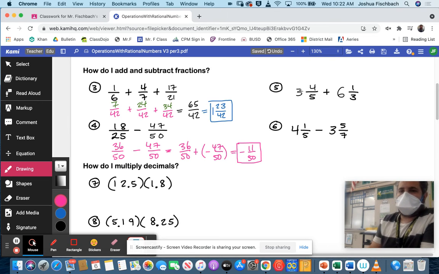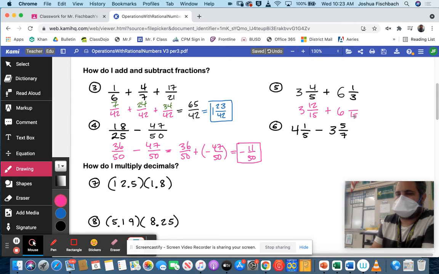Okay, for number 5, you're going to look for a common denominator between 5 and 3. 5 and 3 can both become 15, so that's what we're going to use. So we have 3 and something out of 15 plus 6 and something out of 15. 5 times 3 is 15, so multiply the top by the same thing. 4 times 3 is 12. Our equivalent ratio for 4/5 is 12 15ths.